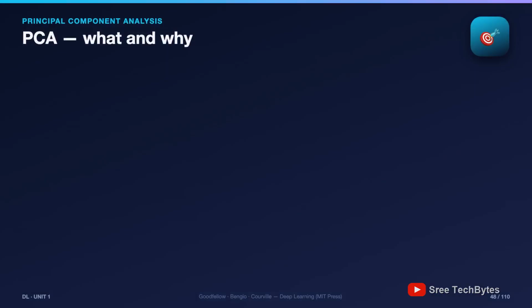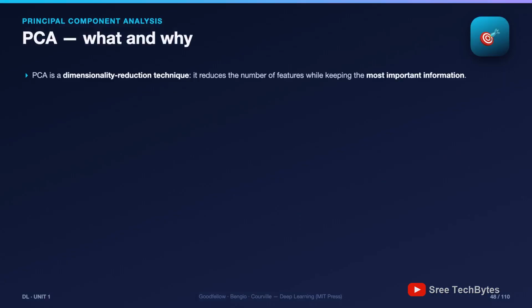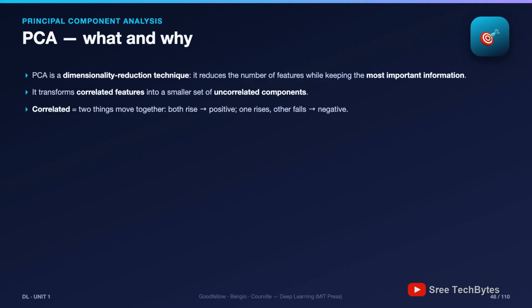And now the grand finale of our linear algebra chapter: principal component analysis. PCA is a dimensionality reduction technique. In plain words, it shrinks the number of features in your dataset while keeping the most important information. It does this by transforming correlated features into a smaller set of uncorrelated components. Let's define those words properly.